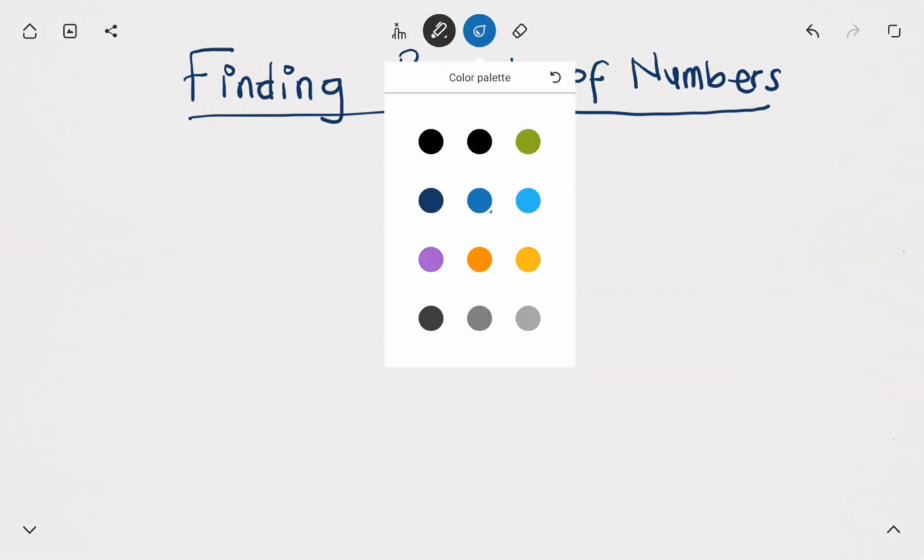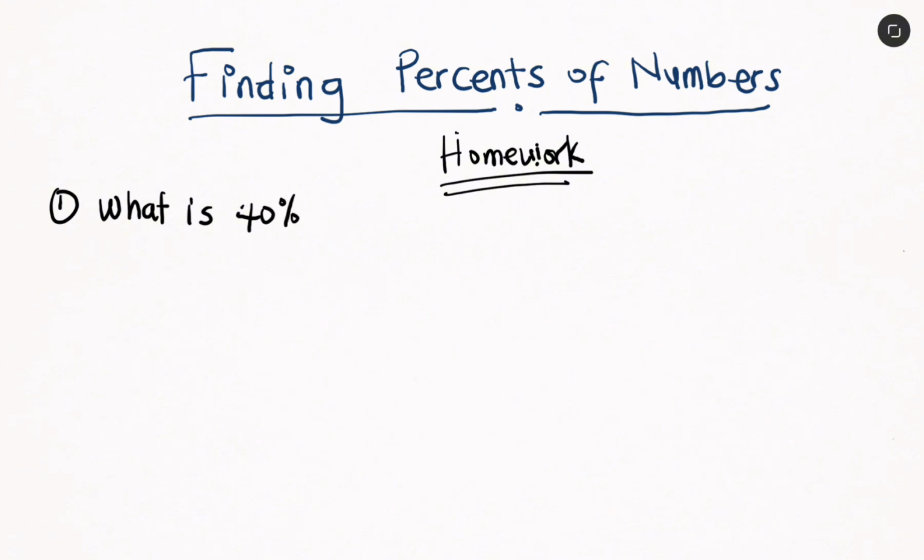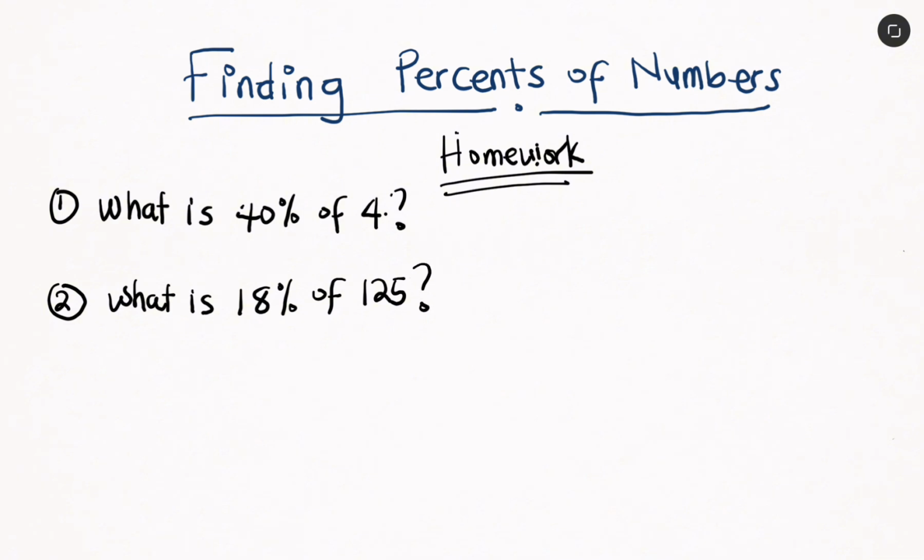So let's have our homework. Let me give you some homework questions. Number 1: what is 40% of 4? The second one: what is 18% of 125? Okay, I think I can give you more. What is 90% of 90?